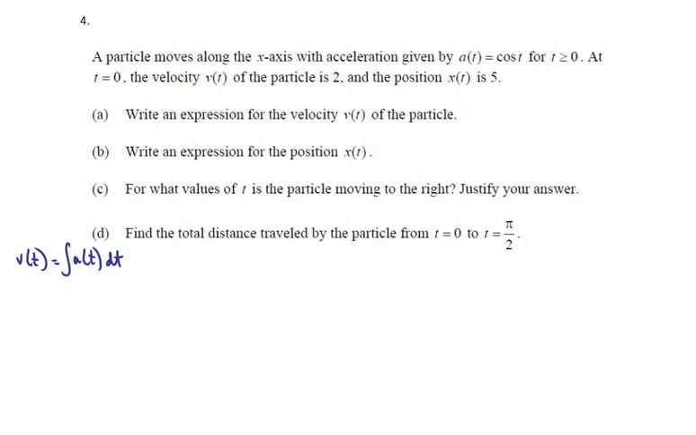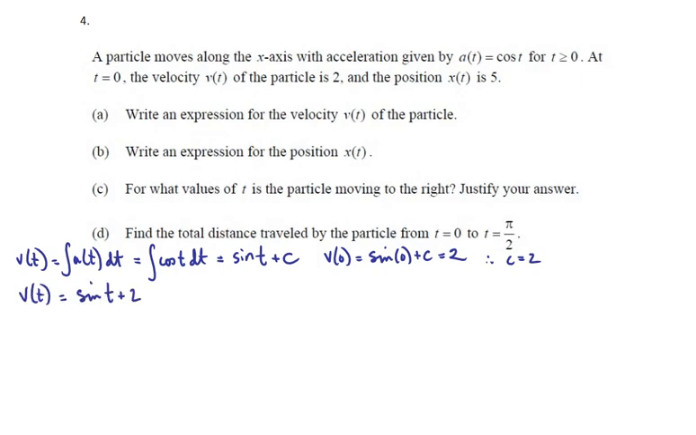We know that velocity is the integral of acceleration, which in this case is the integral of cosine of t dt. The antiderivative of cosine is sine plus c. Now we're given that v of 0 is equal to 2. So v of 0 means we plug in 0 for t, and so we get sine of 0, which is 0, plus c is equal to 2, and therefore c is equal to 2. And putting it all together, we get that v of t is equal to sine of t plus 2. And that's the answer to part A.